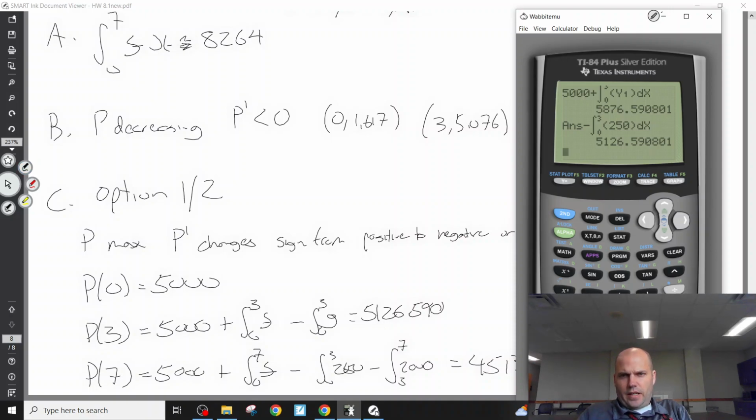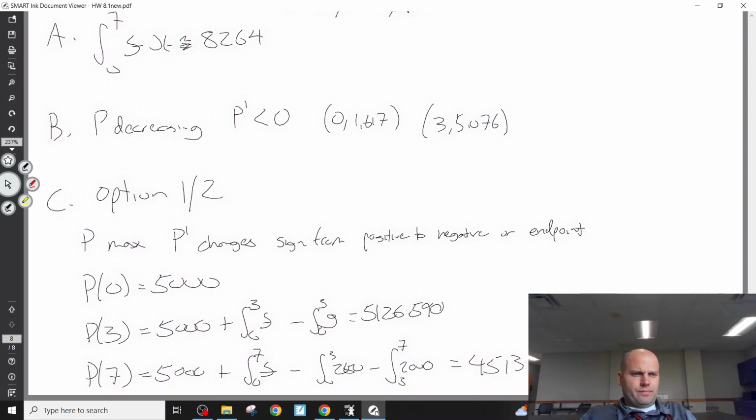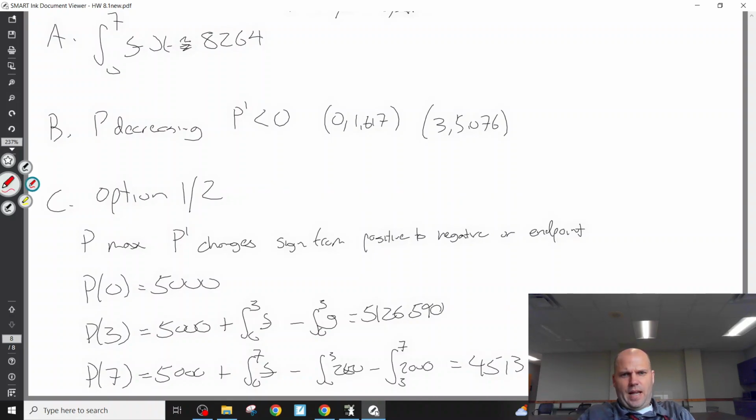Why don't we just check? Like, if I got that, could I add to that from 3 to 7 and subtract from that 3 to 7 of 2,000, which will be 8,000. 2,000 gallons per hour over the course of 4 hours. Get that 4513? Yeah. So it's all good. Here's my max at 3.